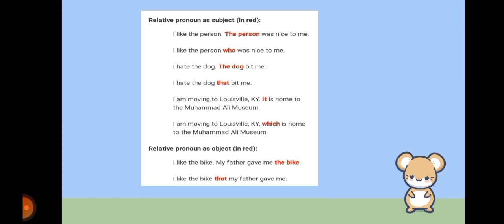Relative pronoun as object in red. I like the bike. My father gave me the bike. I like the bike that my father gave me.